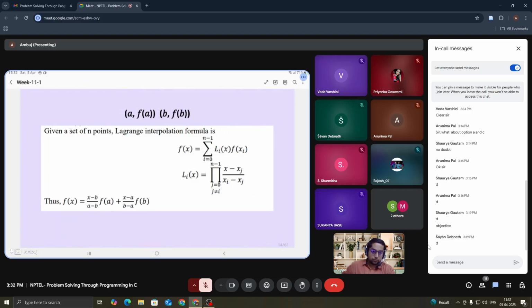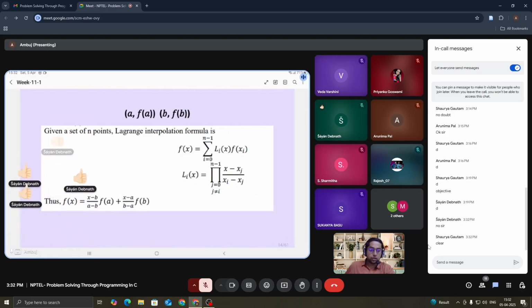Is it clear? If it is clear, write down we are clear. If it is not clear, then ask here itself. Okay, no doubt, good. If at any point of time any student is having any doubt, please clear it here itself. Don't leave it pending.